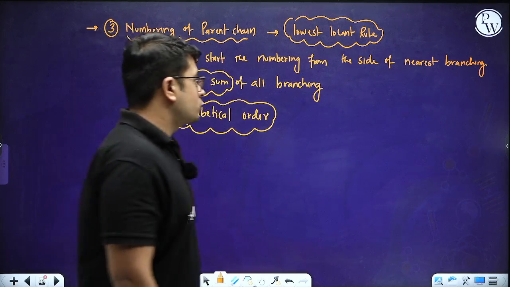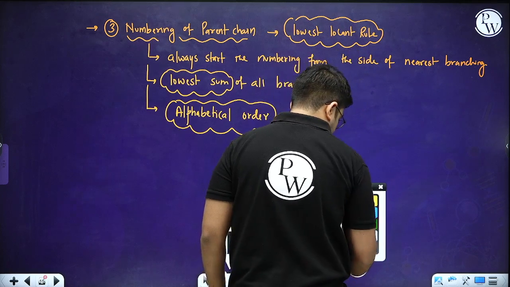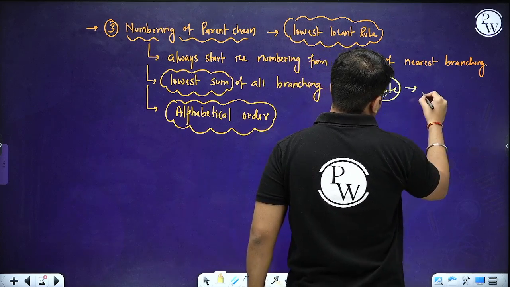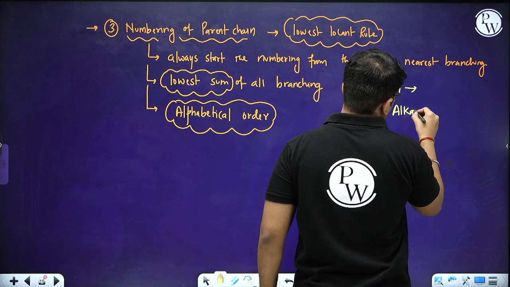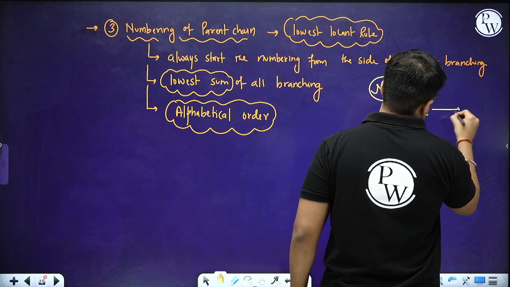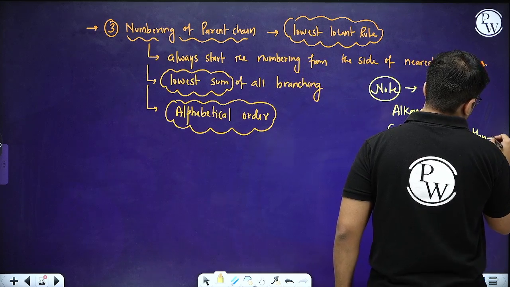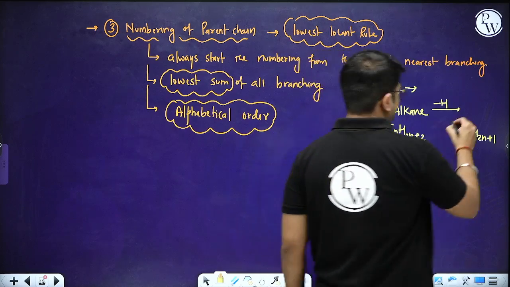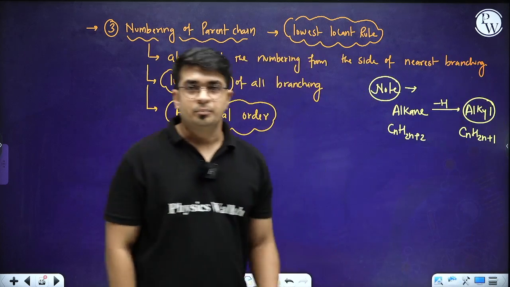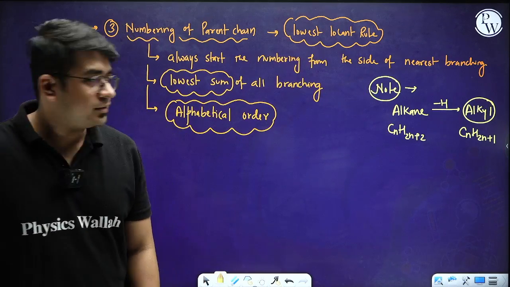But for alphabetical order, for lowest sum, for the lowest locant rule, you should know how to write down the side substituent. So in case of alkanes, just note down this important point. Alkane is CnH2n+2. If I am removing one hydrogen, it becomes CnH2n+1 only. And that means it becomes alkyl. Methane becomes methyl. Ethane becomes ethyl. Propane becomes propyl. Just like that.